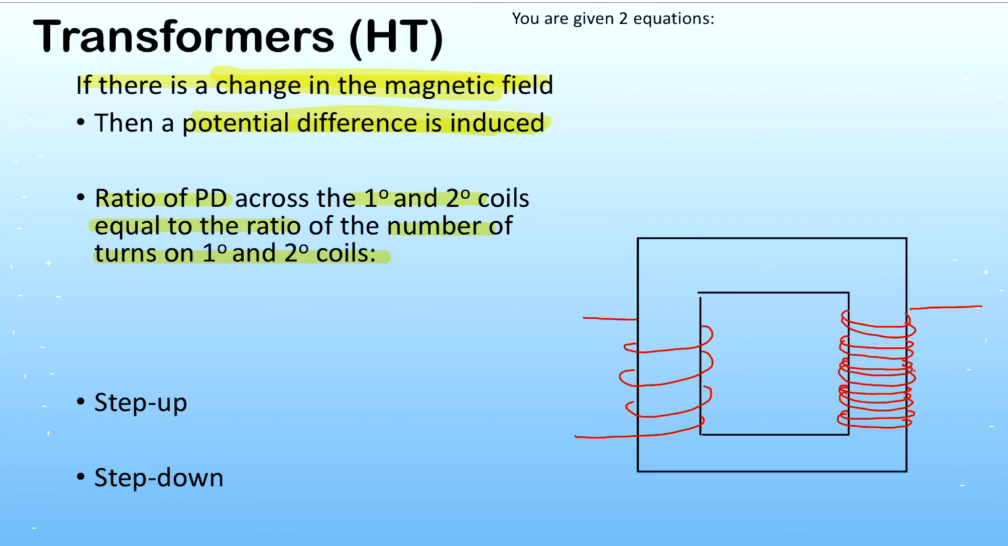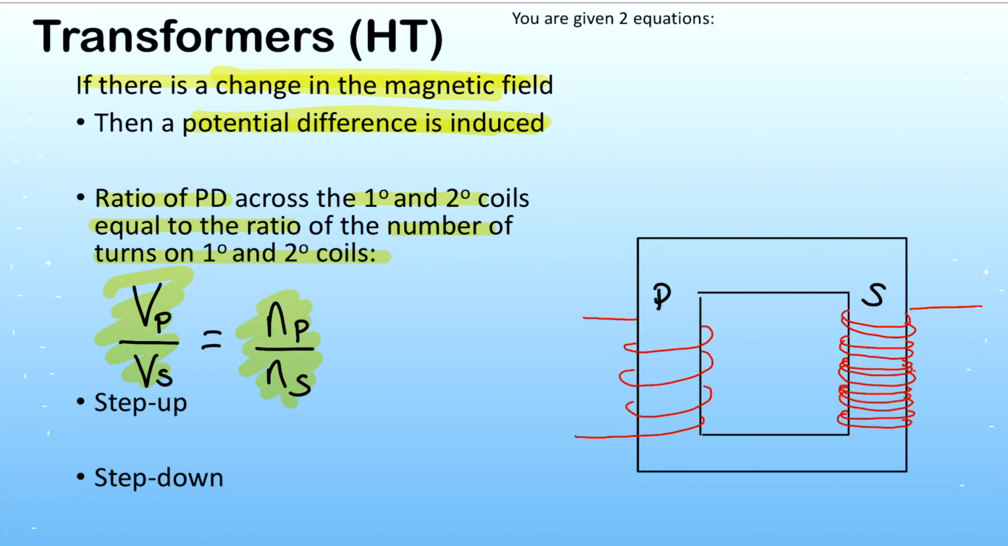So if we put this into an equation format, which is one that we're going to be given on your equation sheet, that is that VP, so this is the primary side and this is the secondary side, VP divided by VS is equal to NP over NS. So this is a ratio of voltage, potential difference, and this is a ratio of the number of turns. That ratio is equal to one another.